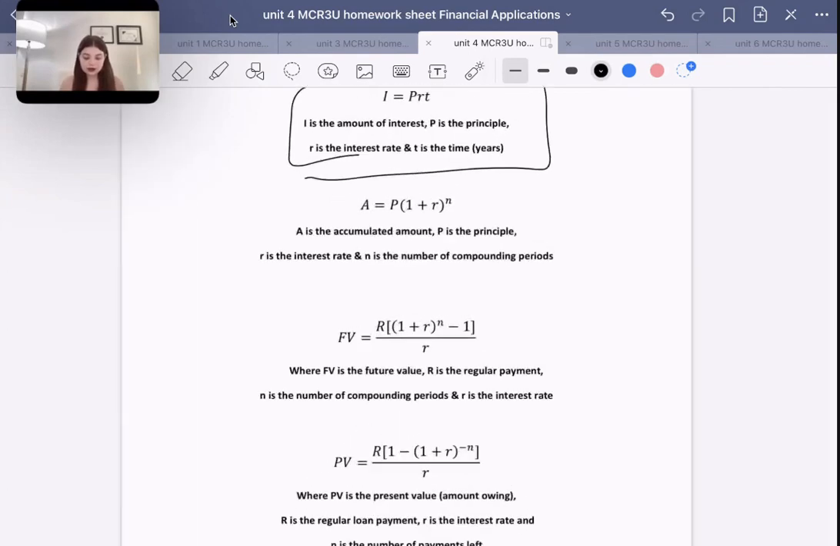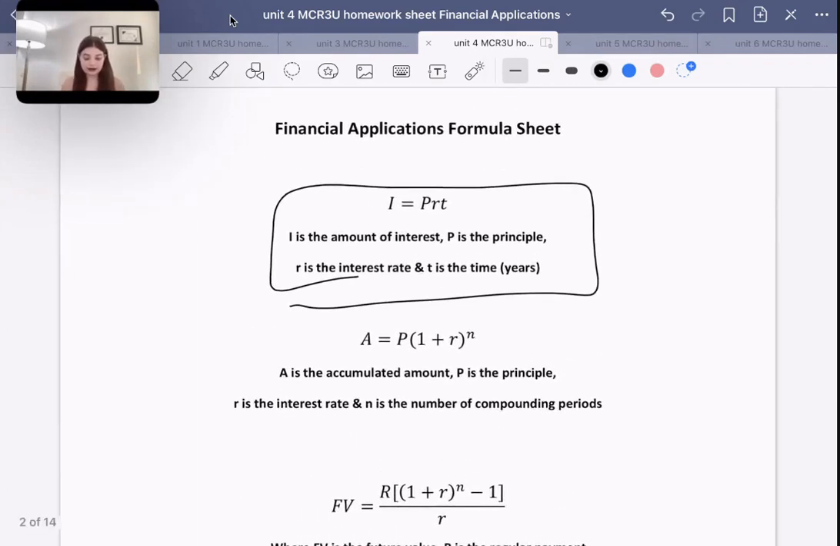So we talked last time about how the formula for simple interest is I equals PRT, where I is the interest, P is the principal, so our initial amount of money that we're borrowing if we're the borrower, or that we're lending if we're the lender. R is the interest rate that we're charging or being charged, depending if we're the lender or the borrower. And then T is the time in years, right?